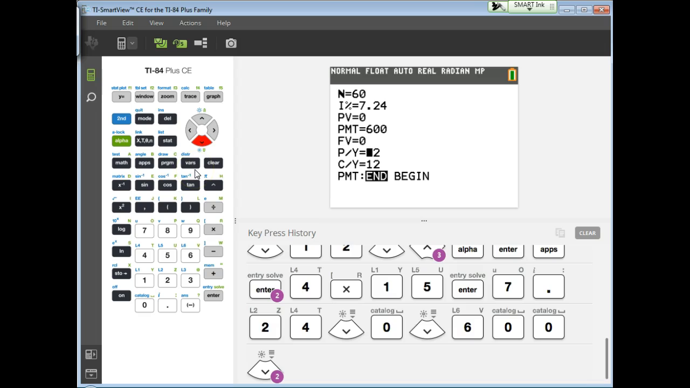For payments per year and compoundings per year, if you change the first one to a 4, it's supposed to change the next one to a 4, but it didn't, so just type a 4. I thought it automatically changed. I lied.